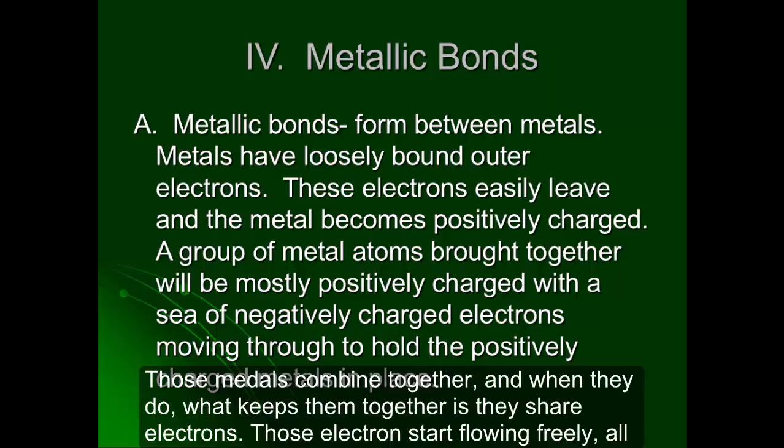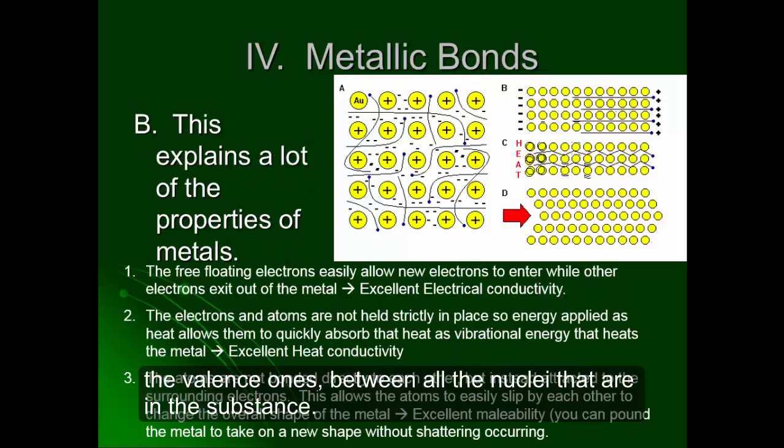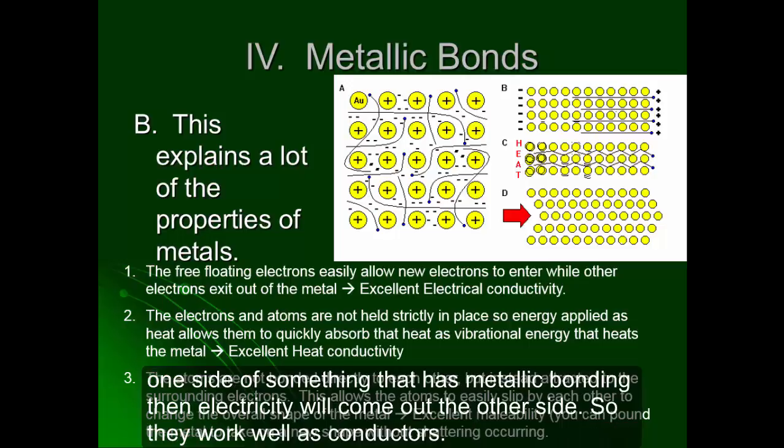Those metals combine together, and when they do, what keeps them together is they share electrons. Those electrons start flowing freely, all the valence ones, between all the nuclei that are in the substance. So this explains a lot of the properties for your metals. Because those electrons are flowing freely, if we apply electricity, which is electrons, to one side of something that has metallic bonding, then electricity will come out the other side. So they work well as conductors.